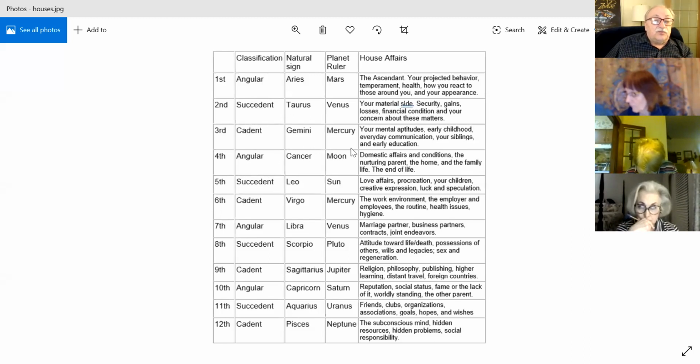It's got to do with your brothers and sisters, your mental aptitudes, your early childhood, everyday communication, your siblings, your early education. What I find with the third house, it's about the computer up here. What is the mind like? How does your mind work? How do you communicate? What do you like doing?